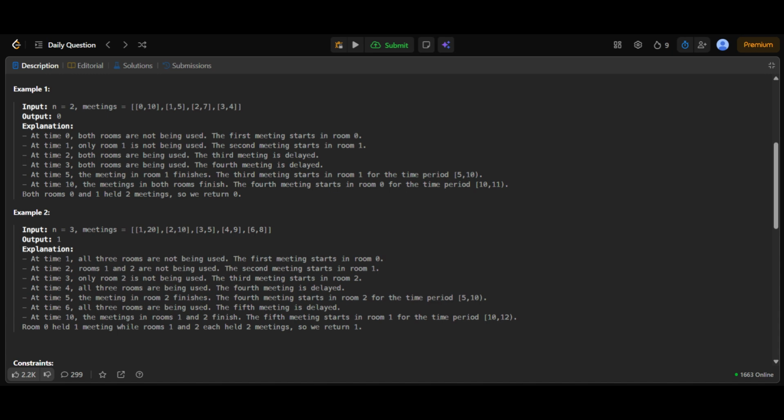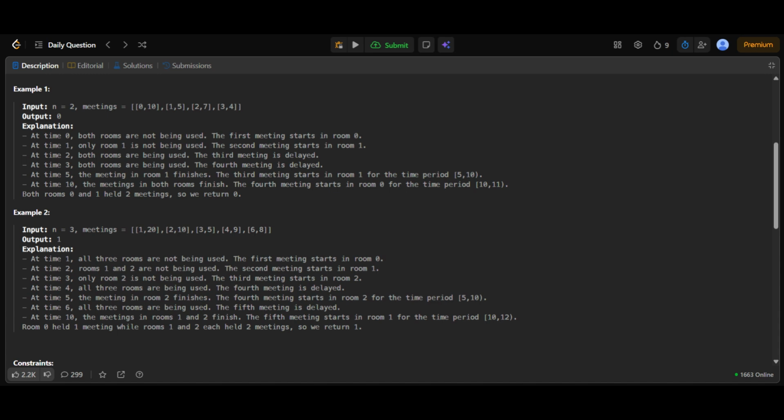At time 0, both rooms are available, so the first meeting goes into room 0 and stays there until time 10. When the next meeting starts at time 1, room 0 is already occupied, but room 1 is free, so that meeting is assigned to room 1 and runs until time 5.